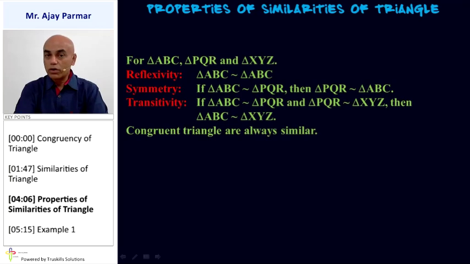Congruent triangles are always similar triangles, but the converse of the statement is not true, that similar triangles are congruent triangles. Not necessarily, but congruent triangles have to be similar triangles.